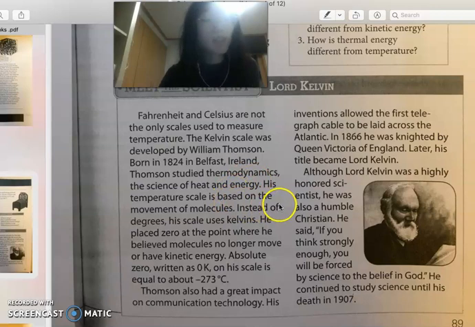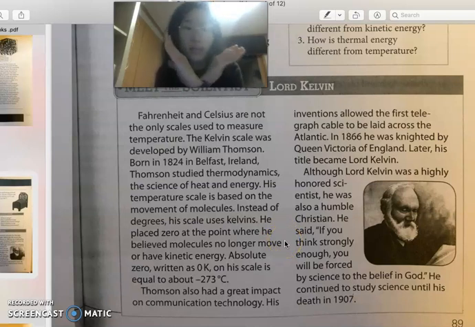His temperature scale is based on the movement of molecules. Instead of degrees, his scale uses kelvins. He placed 0 at the point where he believed that molecules no longer move or have kinetic energy. Absolute 0, written as 0K on his scale, is equal to about negative 273 degrees Celsius.